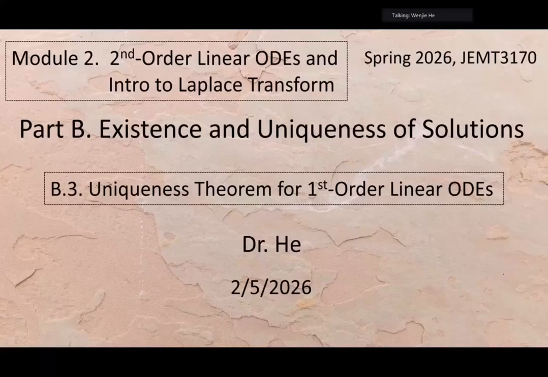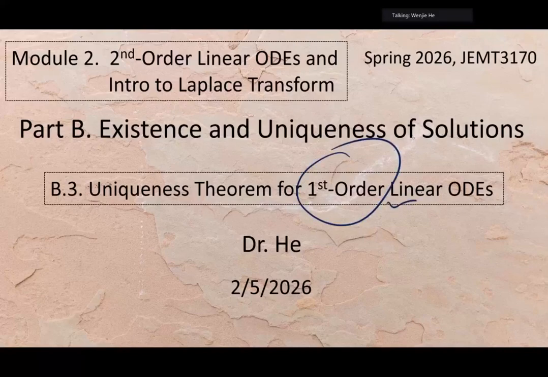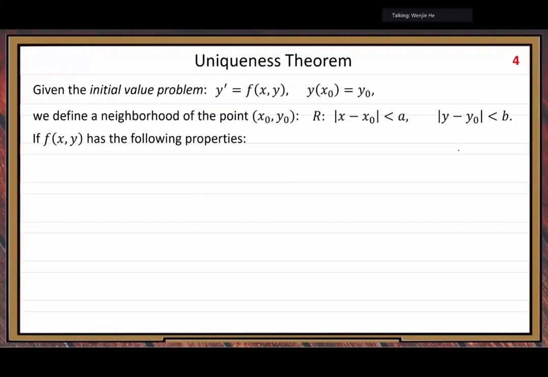All right, B.3. Now, let's look at the uniqueness theorem. But let's look at the first order. This may not be linear. I should remove this now, because many times it may not be a linear ODE. Now, the initial value problem. Here you can see the first two lines are the same as the existence theorem.